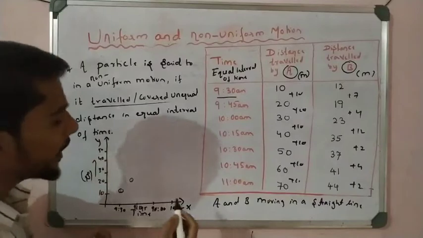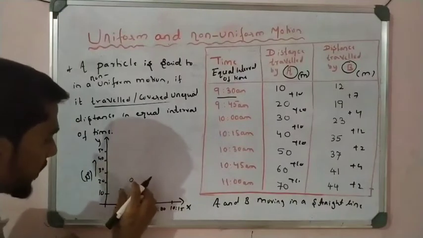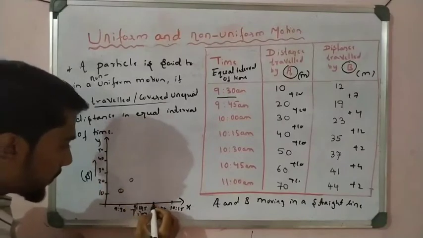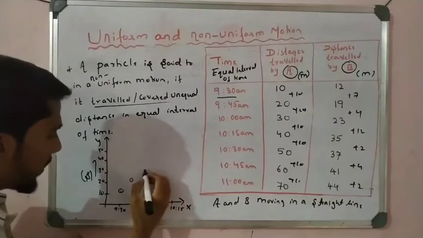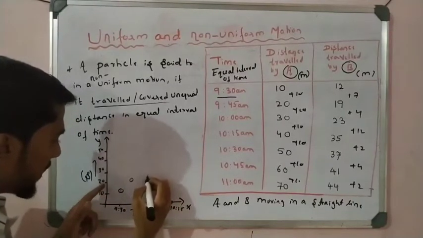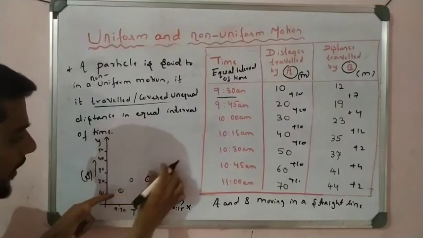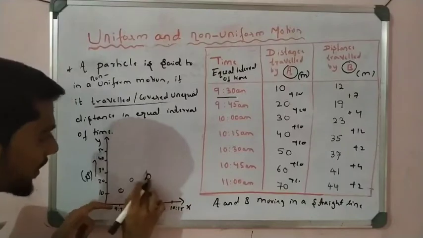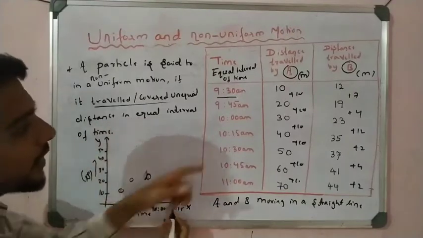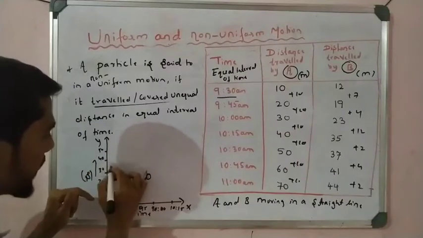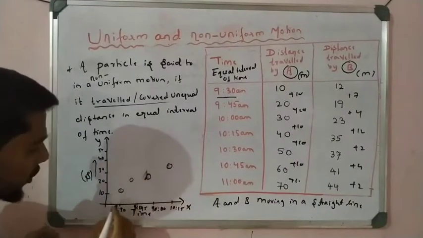Then 23. Where does 23 lie? Maybe here, between 20 and the next mark, less than 19 and greater than 20 like that. And next at 15 minutes, how much is it? 35. So 35 is maybe in between, you can take it here. So let us join the points.